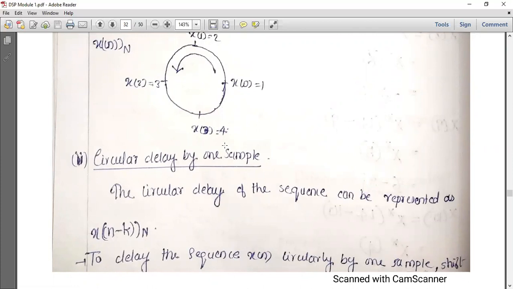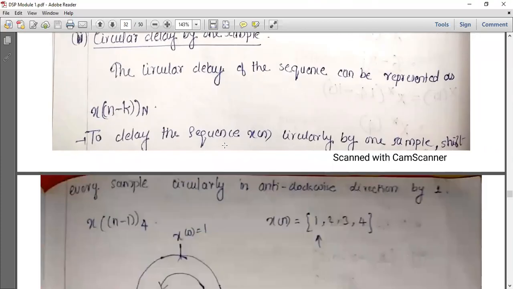To delay the sequence x of n circularly by one sample, shift every sample circularly in the anti-clockwise direction by one.